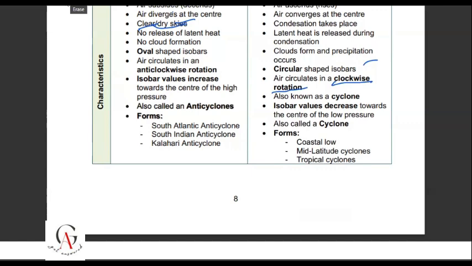And we are going to look at them when we do the berg winds. When we're looking at the berg winds, we are going to have a look at the coastal lows, because they are the ones that influence the occurrence of the berg winds.